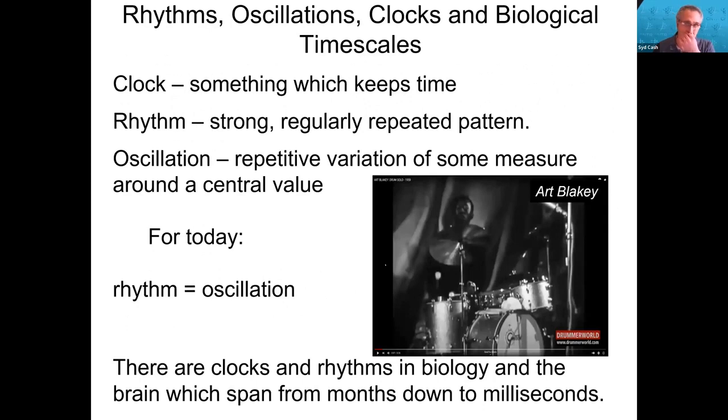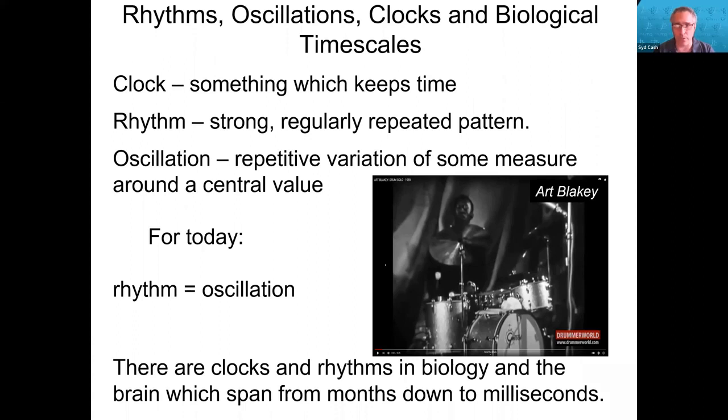So just really quickly, just to get some idea down without getting into too much of a semantic discussion here: rhythms, oscillations, all sorts of different things that happen in the body and in biology. There are obviously clocks, something which keeps time. We won't be talking about clocks today at all. That's a whole other fascinating area that there are people much more expert than I am that could talk about that, I'm sure. We're talking about rhythms and oscillations.